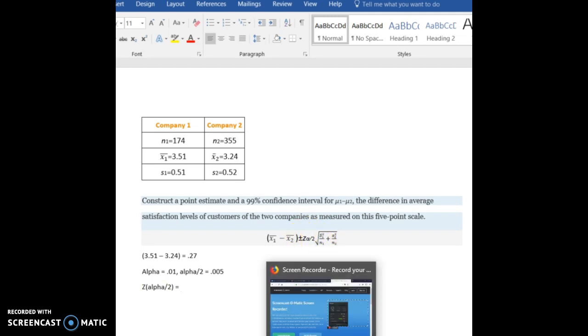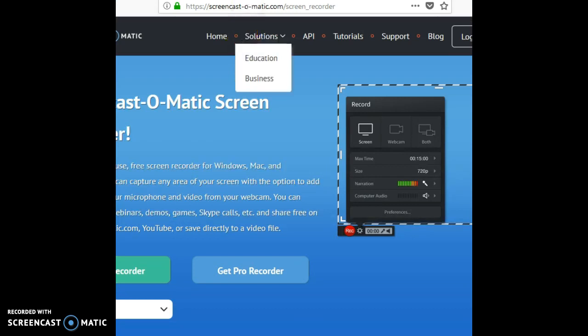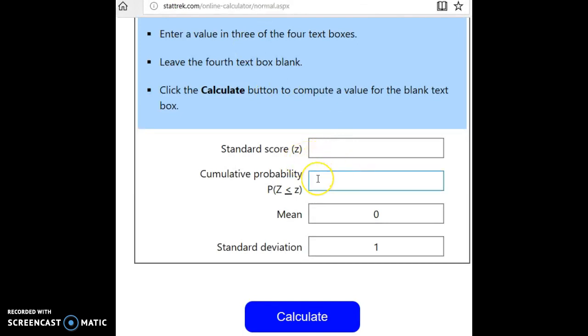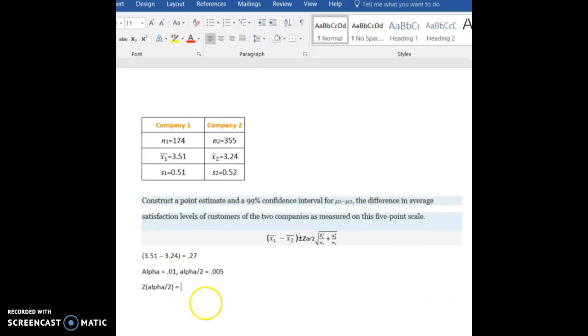All right, so let me go to the StatTrek site, which is here somewhere. Here we go. We were looking up 0.005. Let's hit calculate, and that gives us a standard score of 2.576. Now remember, since this is a confidence interval, it doesn't matter that we don't put the negative, because our plus and our minus take care of the negative and the positive value for z here.